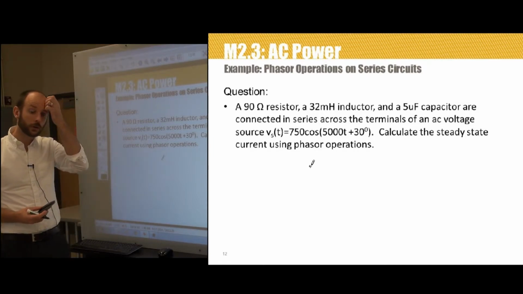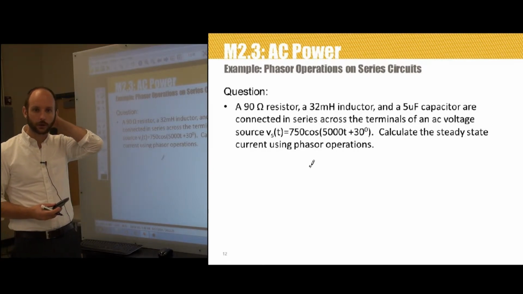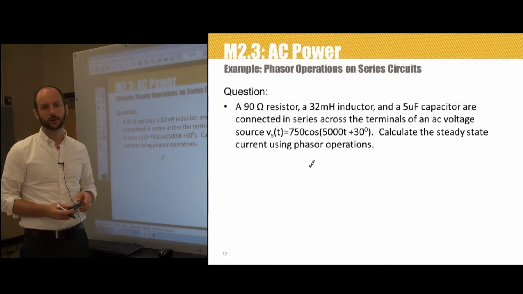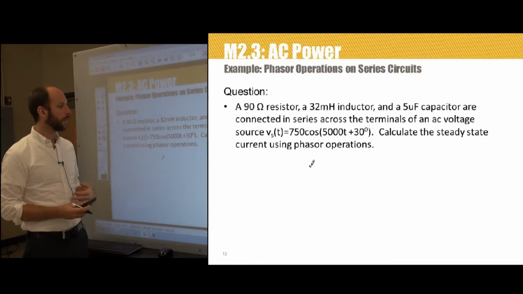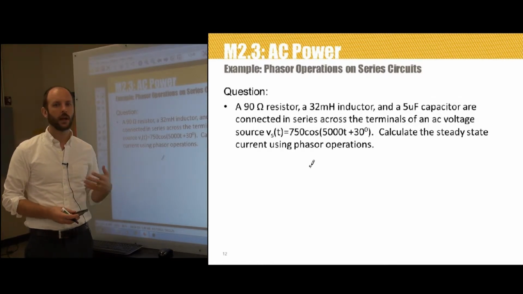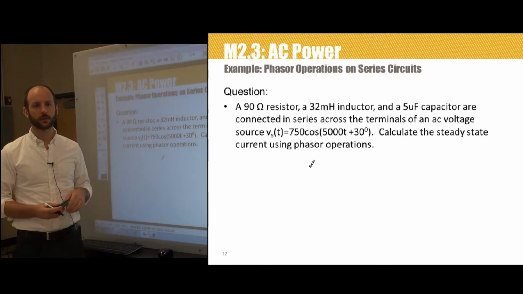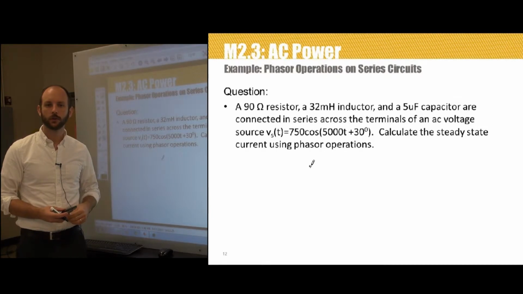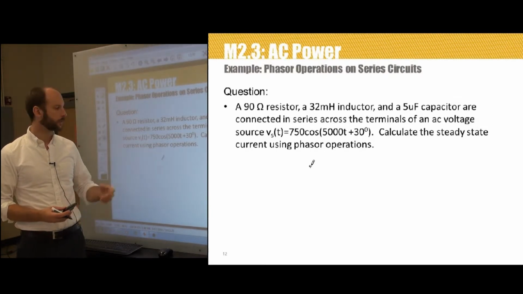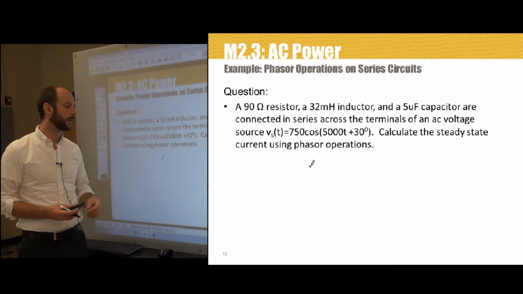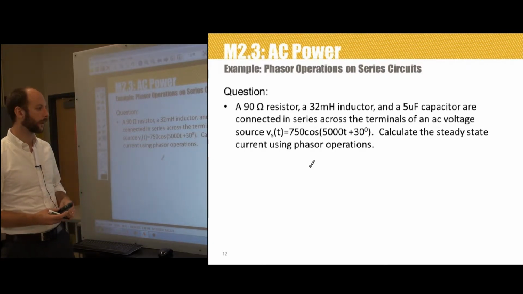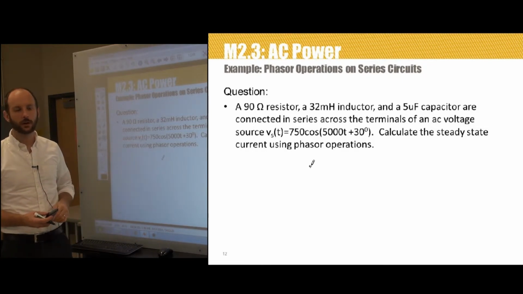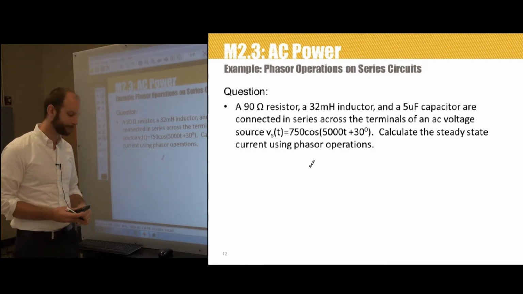The first thing that we're going to do is analysis of a series circuit. We've got a 90 ohm resistor, a 32 millihenry inductor, and a 5 microfarad capacitor. These devices are all connected in series and then connected across the terminals of an AC voltage source, given this time variant voltage function. It's just a sine function with peak value 750, frequency 5,000 radians per second, and 30 degrees of phase shift. What we want to do is calculate the steady state current using phasor operations.